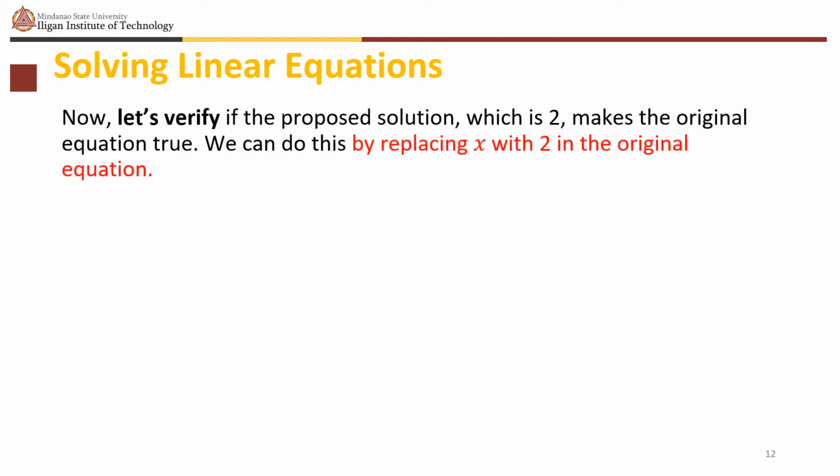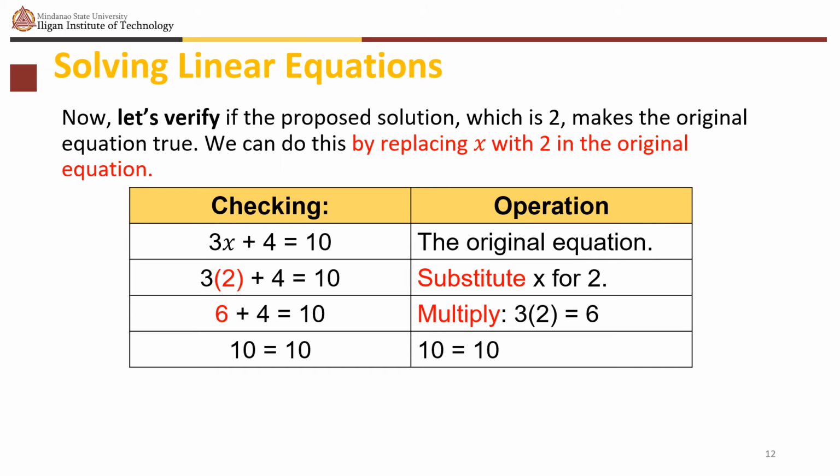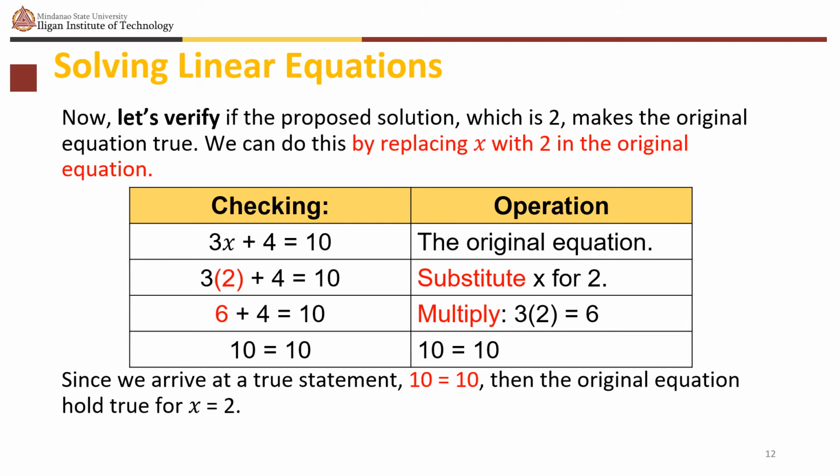Now let's verify if the proposed solution, which is 2, makes the original equation true. We can do this by replacing x with 2 in the original equation. So you have 3x plus 4 equals 10, that's the original equation. Substitute x by 2, we have 3 times 2 plus 4, and verify whether this will indeed be equal to 10. So in this case, we now have 10 is equal to 10. So that means the original equation holds true for x equal to 2. Hence, the solution set is 2.